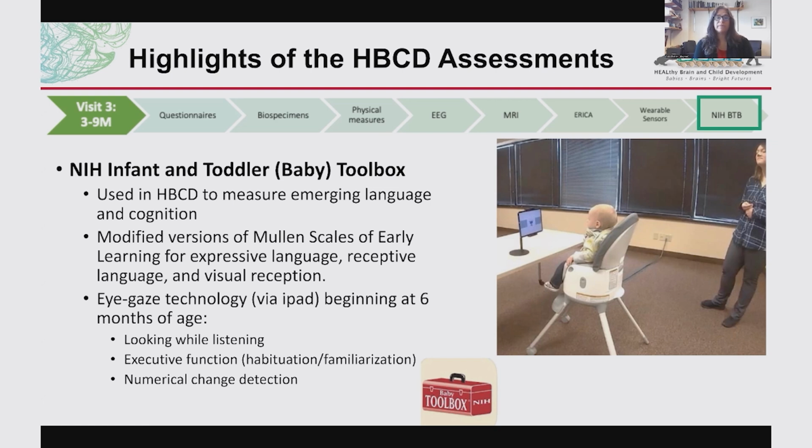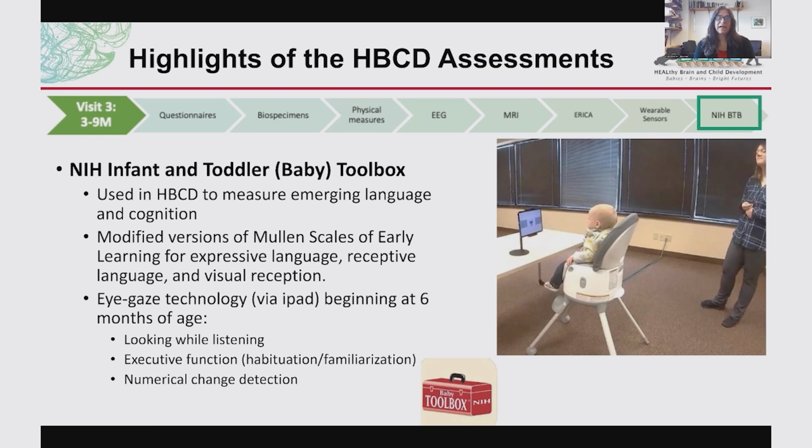And then it also includes a series of tasks that use eye gaze technology administered via an iPad. Beginning at 6 months of age, infants can complete these eye gaze tasks, and they measure things like language using looking while listening, measure executive function with a habituation of familiarization task, and also early numeracy with a numerical change detection task.